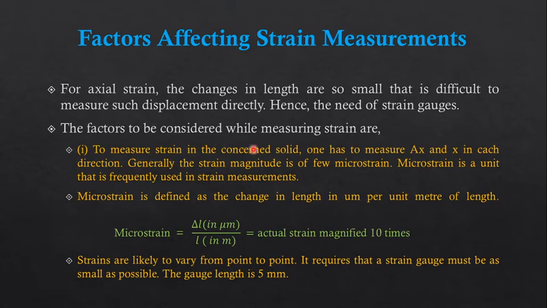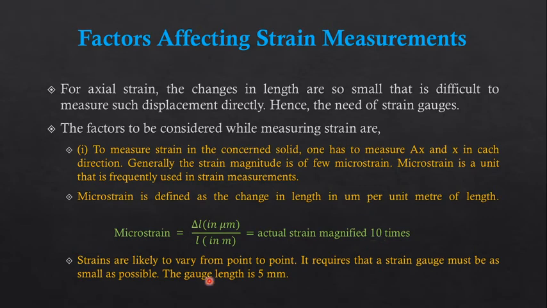The factors to be considered while measuring the strain are, first, the measured strain in a constant solid, where one has to measure the actual area and the area after a force in a particular direction. Generally the strain magnitude is of a few microstrain, and microstrain is a unit frequently used in strain measurement because the displacements occurring in our strain measurement system are very small. Microstrain is defined as the change in length in micrometers per unit meter of the length. So microstrain is equal to delta L in micrometers divided by the actual length in meters. That's why we can measure it in microstrain. It is equal to the actual strain magnified by 10 to the power 6. This is how we can measure a small strain, or small displacement, in our system.